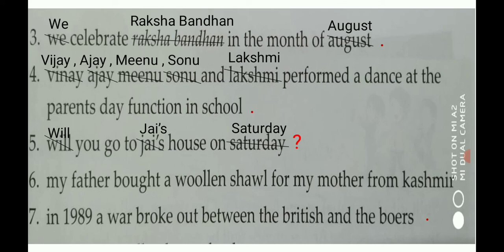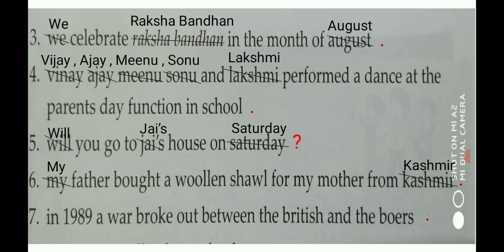Sentence number 6. My father bought a woolen shawl for my mother from Kashmir. So here also we will write my, then Kashmir. Okay, so we will write my with a capital letter because it is the first letter of the sentence, and then Kashmir, it is the name of a state, and then we will put a full stop after the sentence.